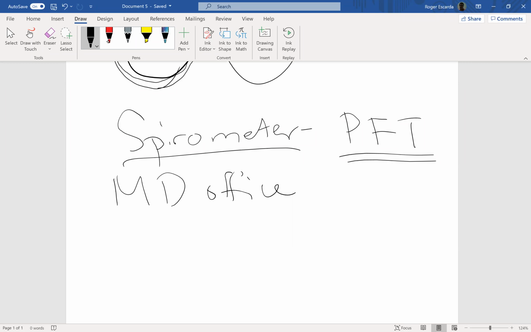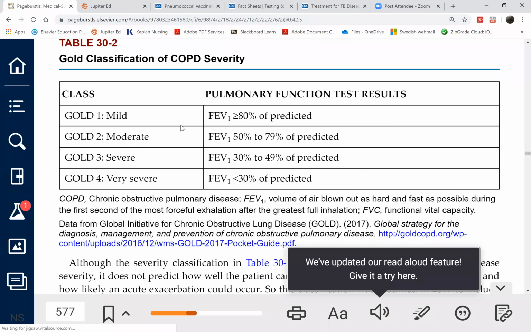All right. So this machine will be measuring several things like total lung capacity, residual volume. One of the tests, which is accomplished by blowing into this thing, is FEV1. This is forced expiratory volume in 1 second. So as you can see on the table here, if you go to table 30-2, the lower the FEV1, the more severe the patient's COPD.